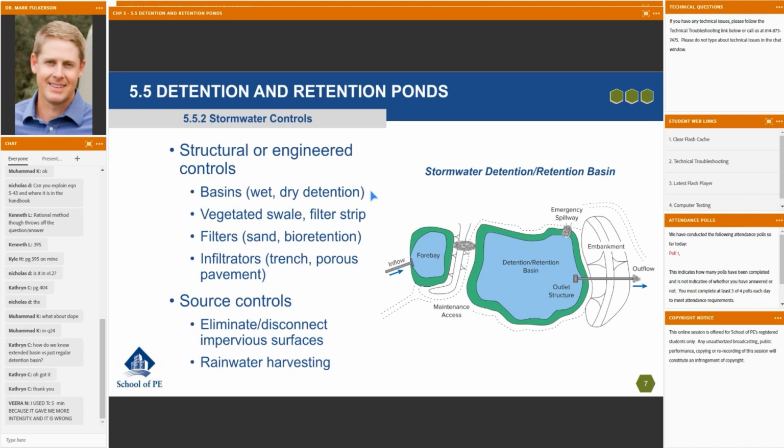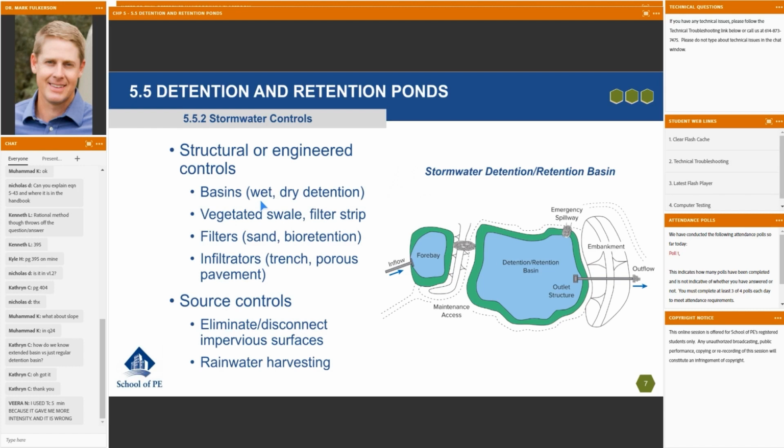There are these terms wet and dry detention. Dry detention is basically a pond that in between storms is going to be dry. So when it rains over time, the water in that pond is going to soak into the ground and go away. A wet detention basin is one where probably the water table is very close to the surface and it just can't soak into the ground. So it's just going to store that runoff, but it's going to stay wet all the time.